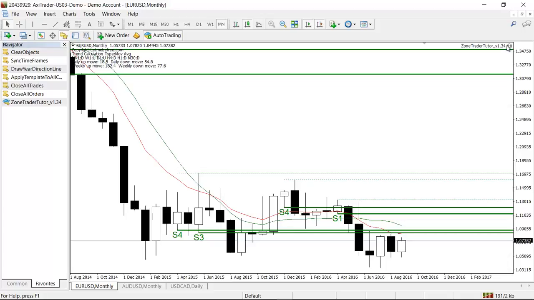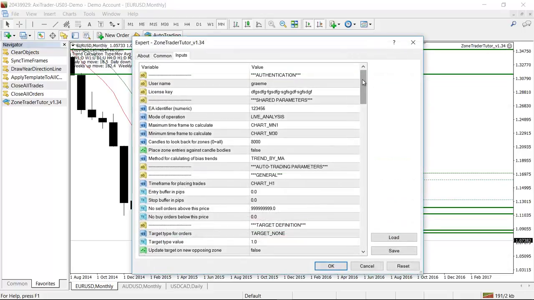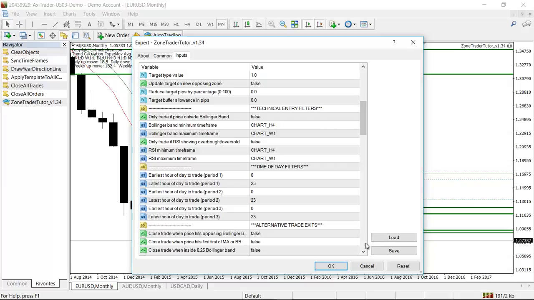Okay, I'm just going to have a quick look at a couple of other parameters just to give you some idea of the various things we can do. There are a lot of parameters here, and it's going to take a little bit of time for you to get your head around all the things you can do, and this is of course without any auto trading in place.